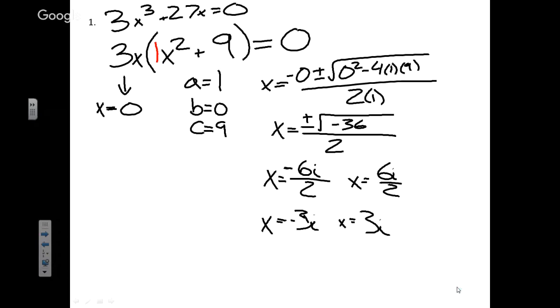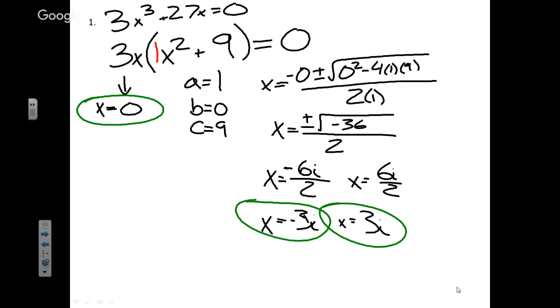So here, then we have these 3 solutions for our equation. So x equals 0, x equals -3i, and x equals 3i. So these are the 3 things that we're looking for here. Do you guys have any questions? Do you follow that first example well enough?